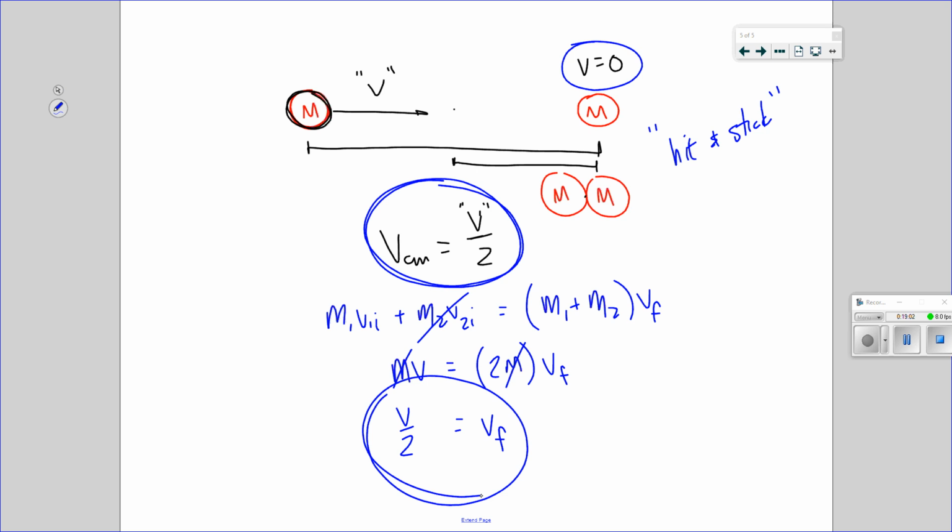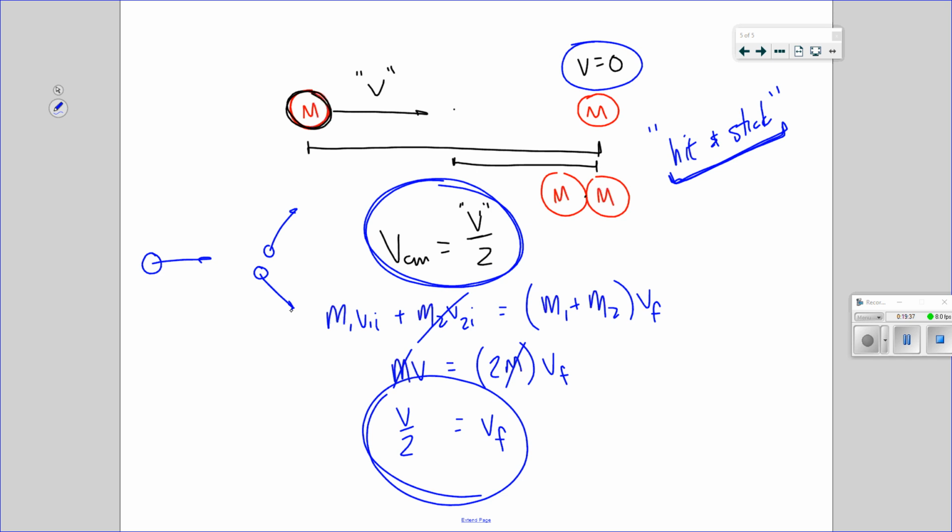Now, it's easy to predict when we say hit and stick, but guess what? This doesn't matter at all either. What kind of interaction is it? Do these things hit and stick? Does one bounce off the other? Is this some sort of glancing collision where maybe this thing comes in like this and ends up bouncing that way because the other one bounced that way? None of that matters. What is always true is that if this system's initial center of mass velocity is something, well, then its center of mass velocity is always that something.